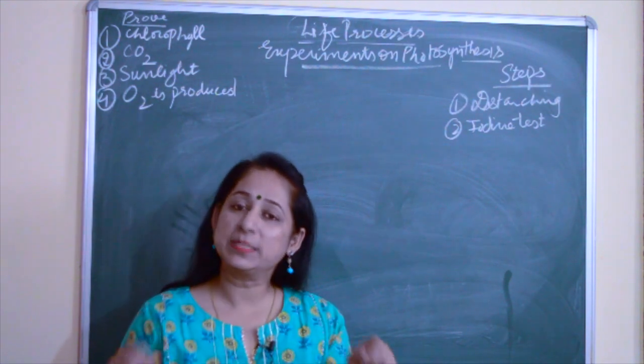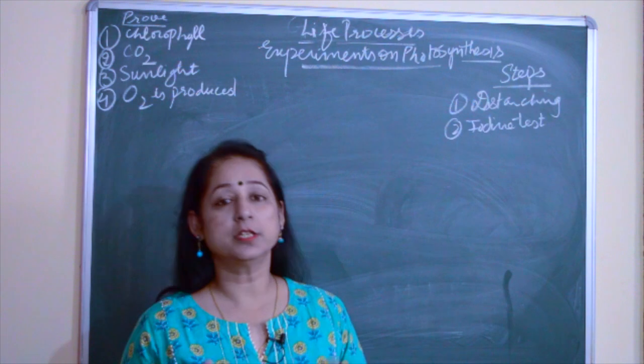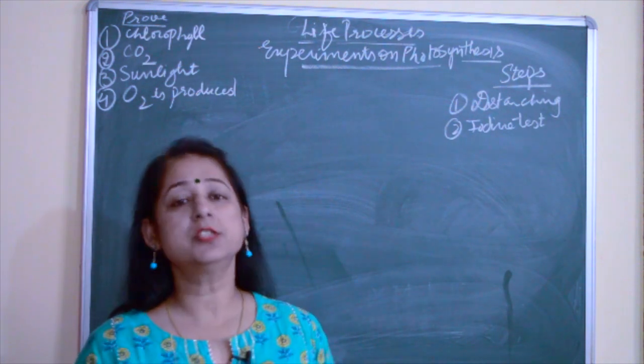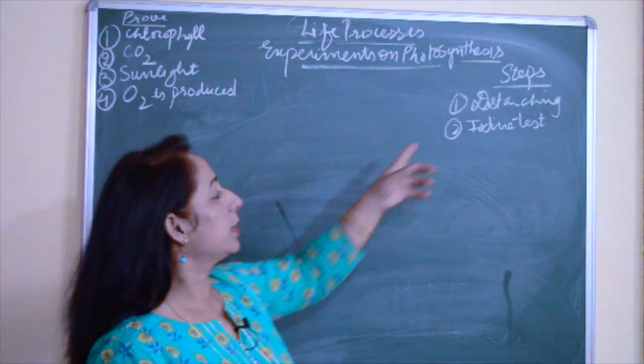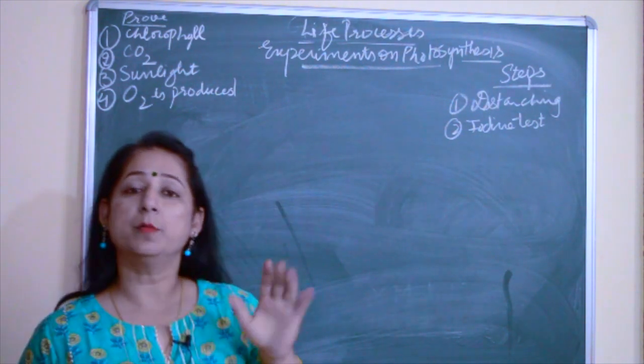After that, the leaf is spread and iodine is put over it. The parts which contain starch turn blue black and the parts which do not have starch do not change color. So this is our iodine test. Steps of iodine test are very important. You must know all the steps.